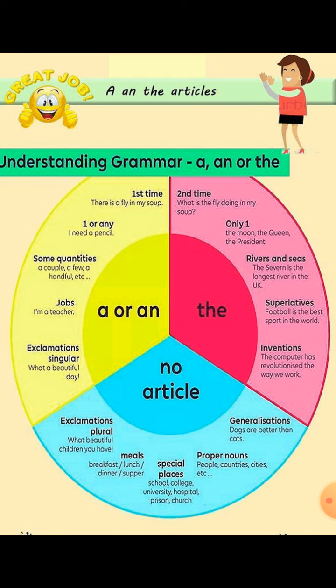And with generalizations we don't use any articles. For example, if we are discussing dogs or cats as their category, as their own kind, we will not use the dogs or a dog. We will say dogs are better than cats, and we are taking dogs as their own kind and cats as their own kind.